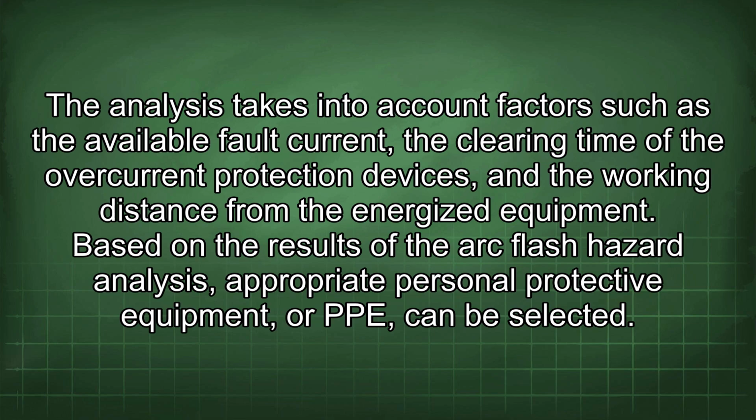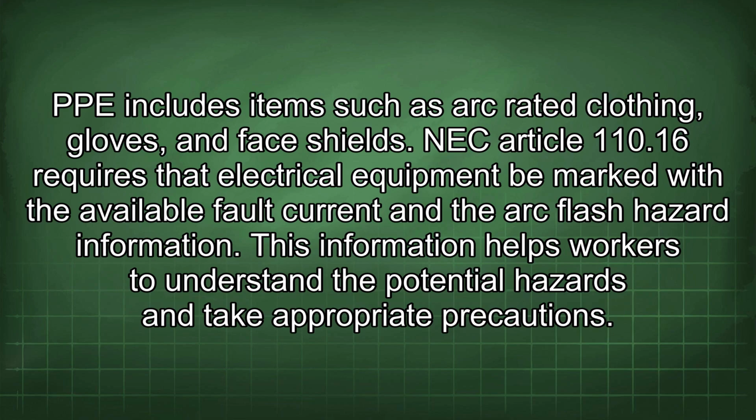Based on the results of the arc flash hazard analysis, appropriate personal protective equipment, or PPE, can be selected. PPE includes items such as arc-rated clothing, gloves, and face shields. NEC Article 110.16 requires that electrical equipment be marked with the available fault current and the arc flash hazard information. This information helps workers to understand the potential hazards and take appropriate precautions.